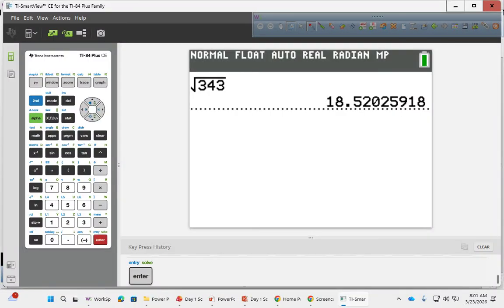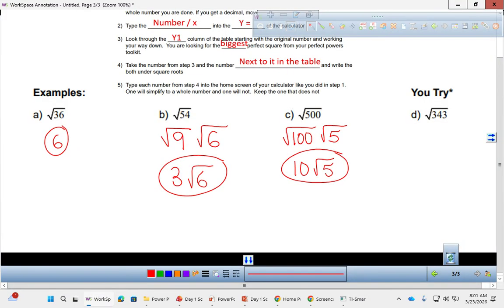343, not a perfect square. Did anybody find a perfect square that was divisible by 343? What'd you get, Andrew? 49. All right, so 49, and then what was next to the 49? 7. A 7, okay. And then if you check each of those individually, you should get 7 root 7. The square root of 49 is 7. The square root of 7 is a decimal, so I leave it that way.